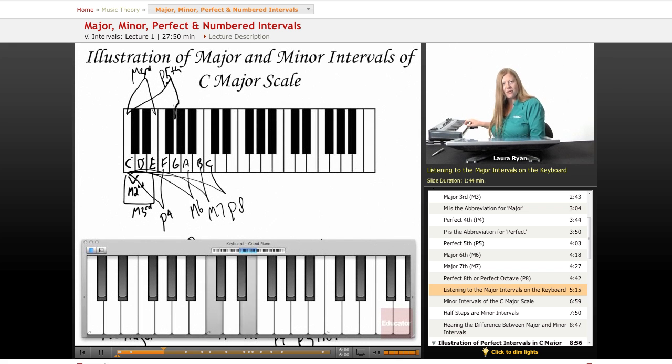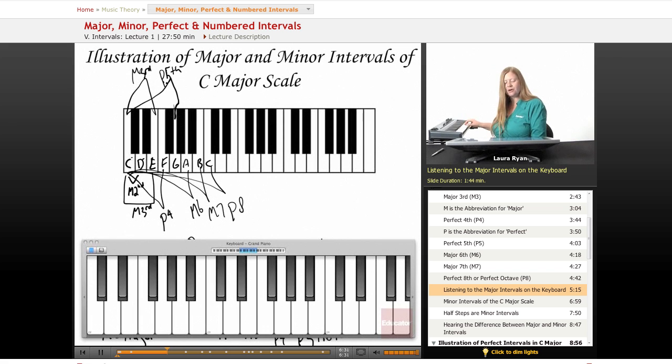Second, a third. Perfect fourth. Perfect fifth. These sound a little smoother and less full of tension than the other intervals. There are very complicated reasons why they're called perfect, so just trust me for now, and we can explain them later. So perfect fourth, perfect fifth, major sixth, major seventh. That doesn't sound very nice. Perfect octave.